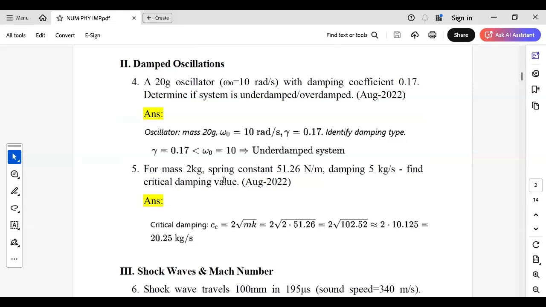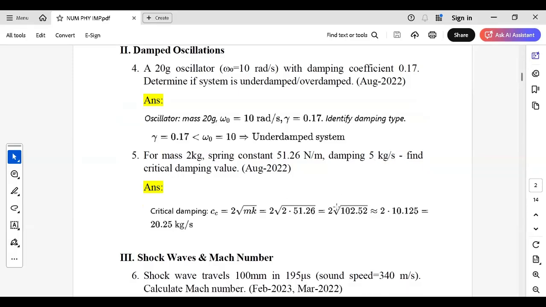For mass 2 kg, spring constant 51.26 N/m, and damping 5 kg per second, find the critical damping value. For critical damping, you know the formula: C is equal to 2 root over m into k. Just substitute the values, and you will get the answer as 20.25 kg per second, right?